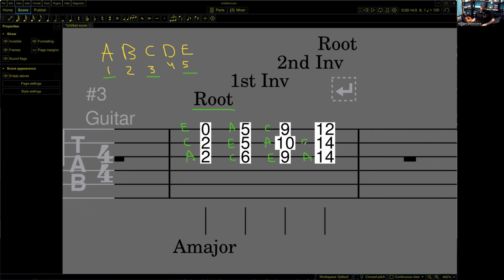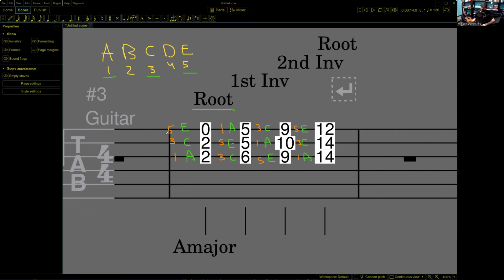So A, C, E. You can see basically what we have here is 1, 3, 5, and then we always take the bottom one and put it on top. So now it's 3, 5, 1. Take the bottom one, put it on top. So now we have 5, 1, 3, and then take the bottom one, put it on top, and we're back to 1, 3, 5.